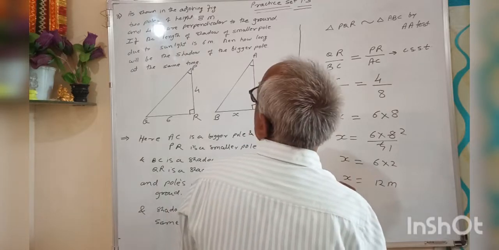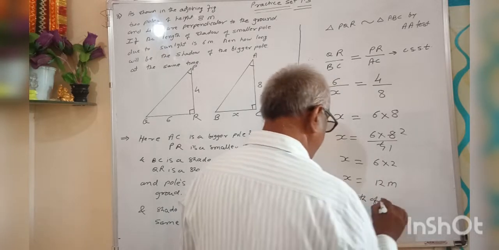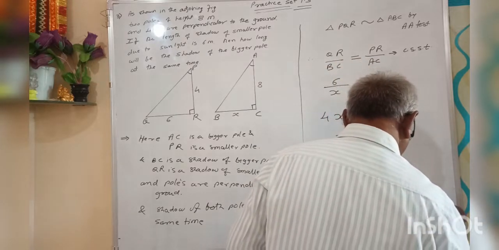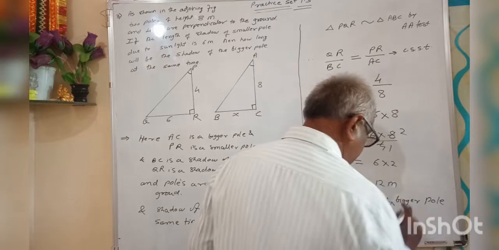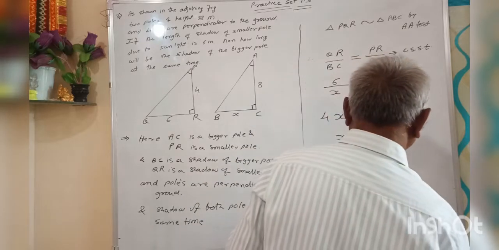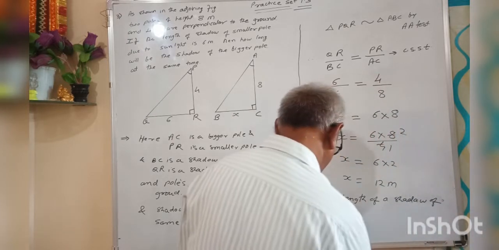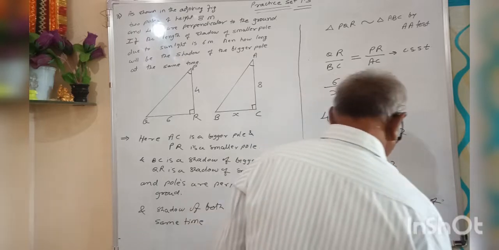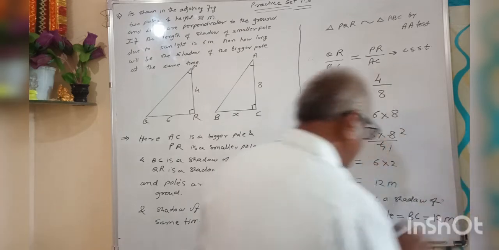Therefore the length of the shadow of the bigger pole, which is equal to BC, is equal to 12 meter.